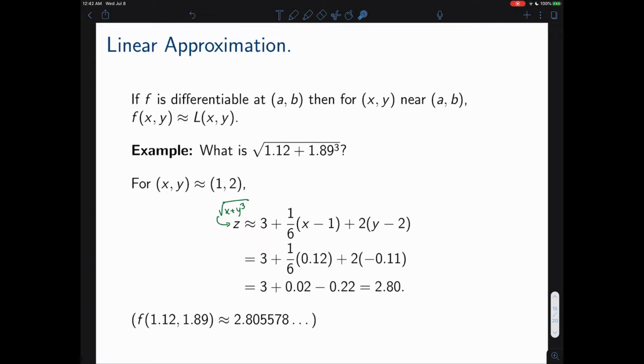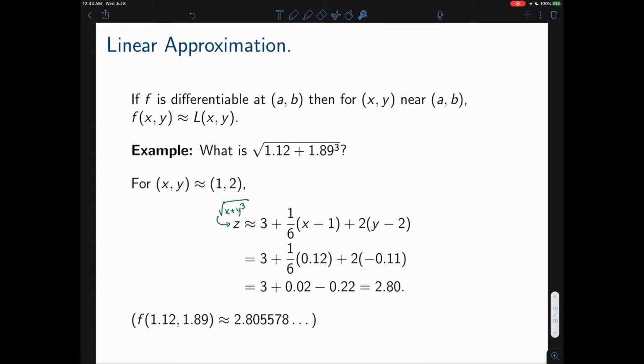Well, 3 is 3. x minus 1 is 1.12 minus 1, which is 0.12. And then y minus 2 is 1.89 minus 2. That's negative 0.11. So then just doing a little bit of arithmetic, we have 3 plus 1/6 of 0.12, that's 0.02, plus 2 times minus 0.11, that's minus 0.22. So 3 plus 0.02 minus 0.22, when you add it up, comes out to be 2.80. That's the linear approximation for this value.